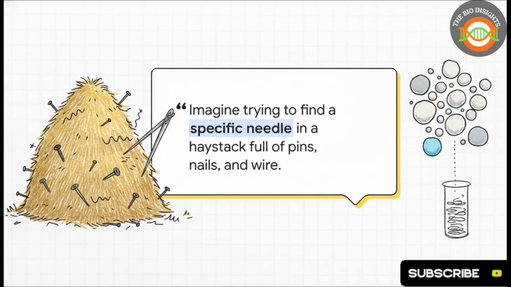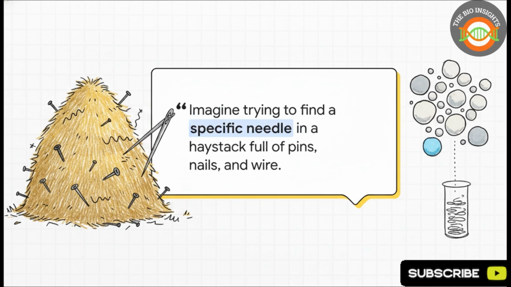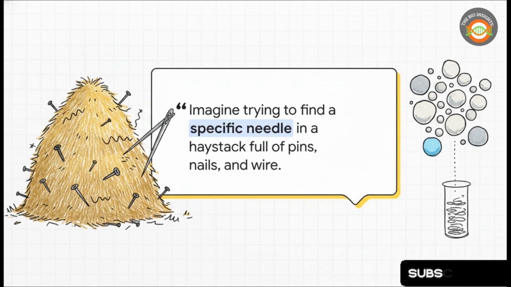You know the old saying about trying to find a needle in a haystack? Well, imagine if that haystack was actually full of pins, nails, and wire. That is exactly what scientists are up against. It's not just that the target is microscopic, it's that your one specific needle is surrounded by thousands of other biomolecules that share almost identical physical and chemical properties. So, to pull our specific needle out, we literally have to exploit incredibly subtle, unique traits of our target molecule.